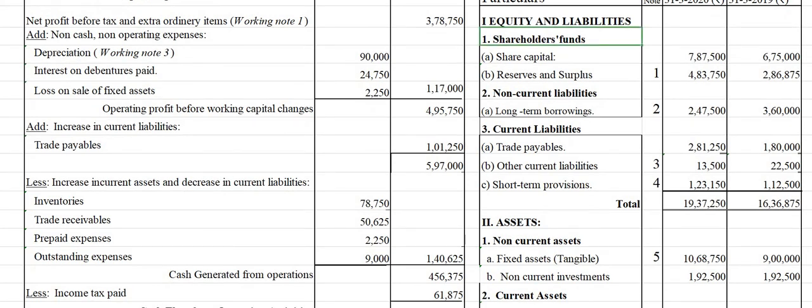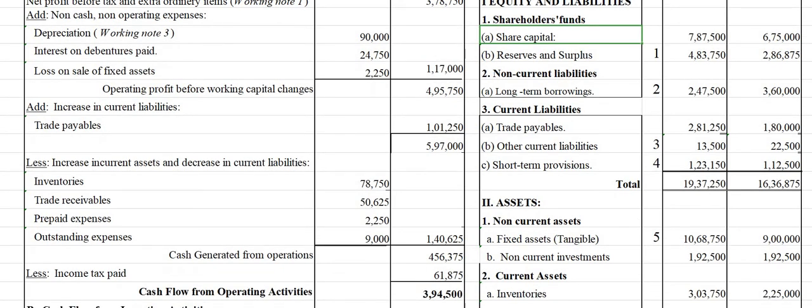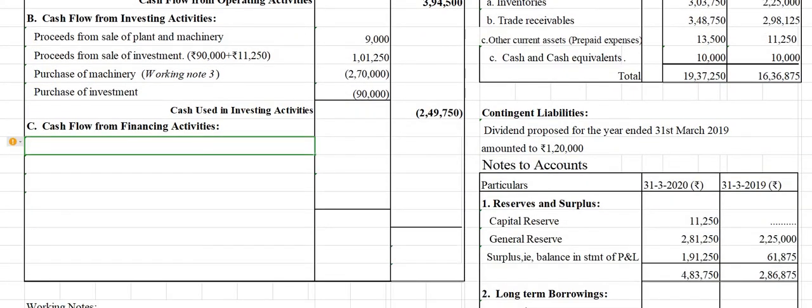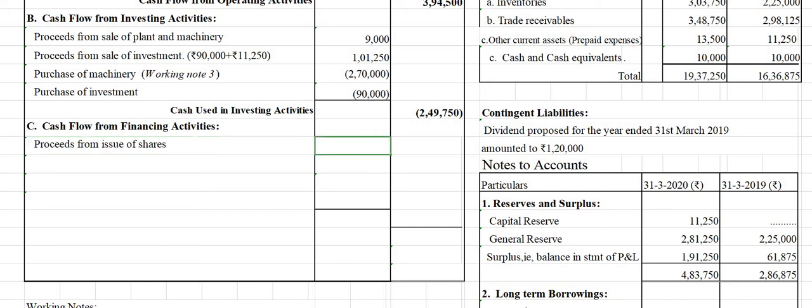Financing activity will be here in the liability side of the balance sheet. Liability side of the balance sheet, one by one we can see. Share capital is increased from 6,75,000 to 7,87,500. So here is issue of shares. Okay, proceeds from issue of shares, so 1,12,500. Then what is the next item?